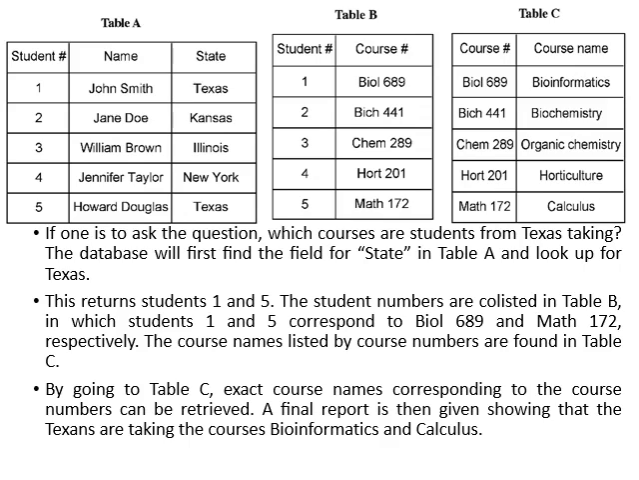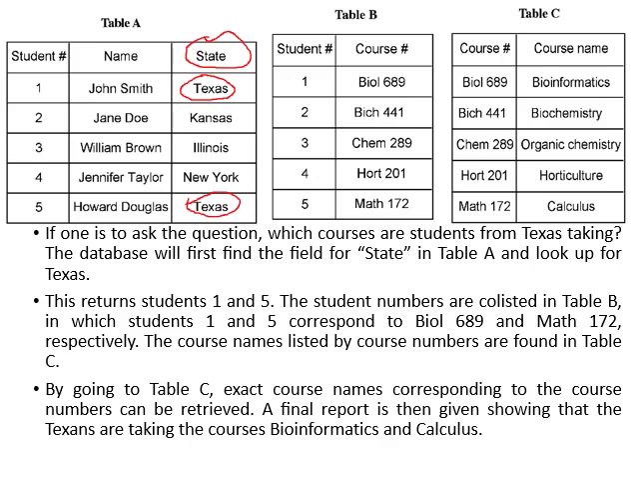So if one has to ask a question, which course are the students from Texas taking? The database will first find the field of state, which is present in table A. So you can see that the state field is present in table A, and it will look up Texas. So here you can see there are two students.